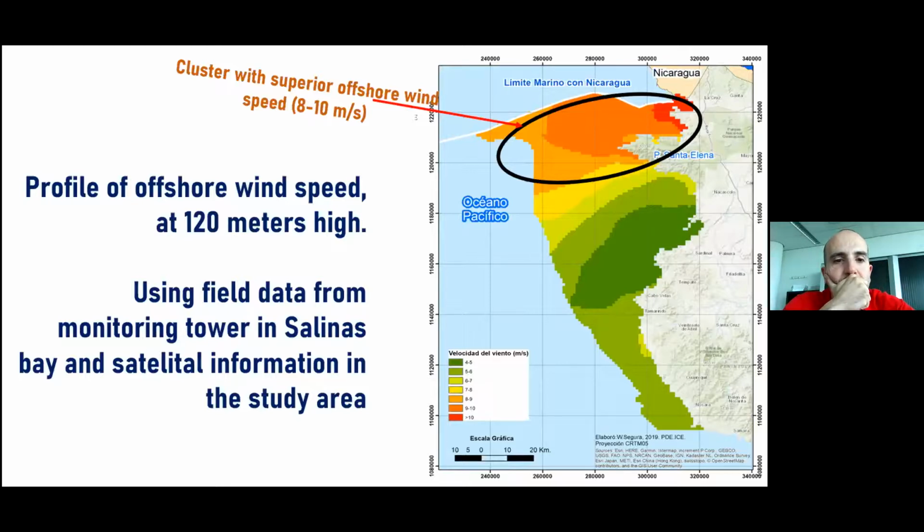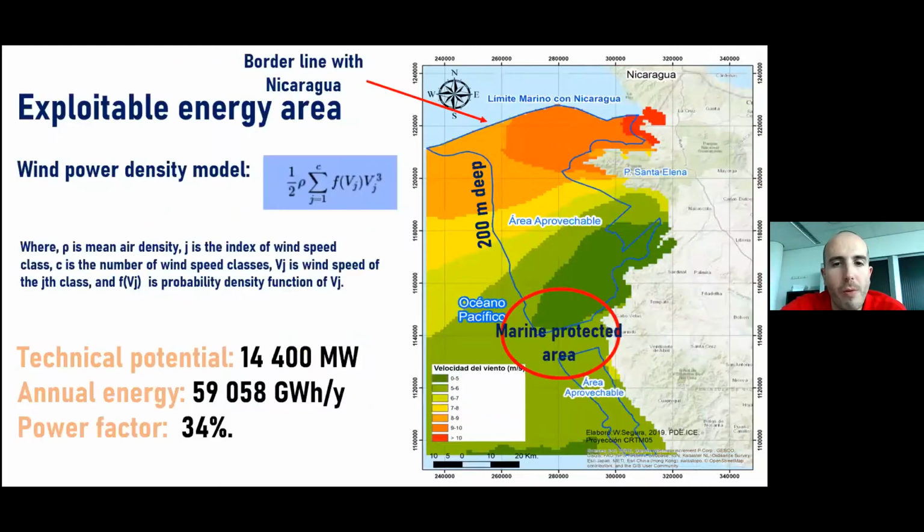Currently, we have a monitor tower in Salinas. You can Google Bahia Salinas in Costa Rica, and you can try to see where the monitor tower is. And also, as combined information, we are using satellite information in the study area.